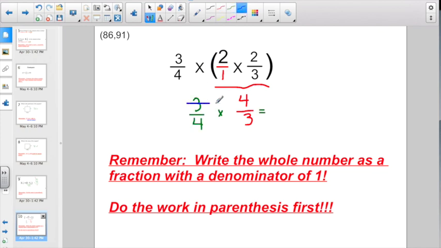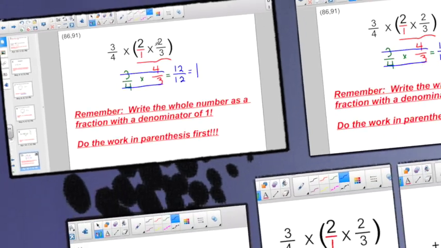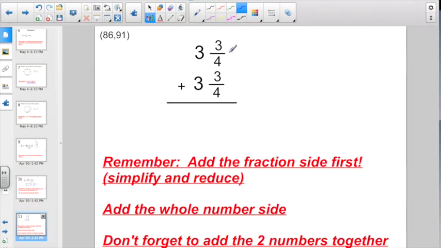I'm going to start numerator times numerator. 3 times 4, hey, that's 12. Denominator times denominator. 4 times 3, that's also 12. So if I have a fraction where the numerator and the denominator are the same, 12 twelfths equals 1 whole, right? Okay, quite a few steps in this one. Looks kind of easy, but it's a little bit involved.